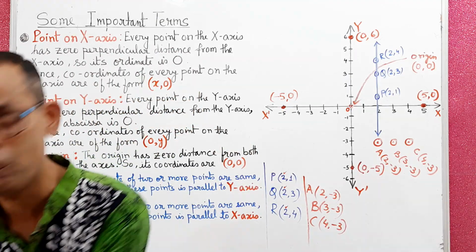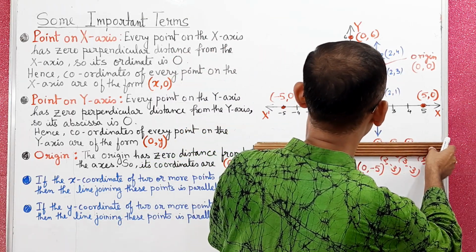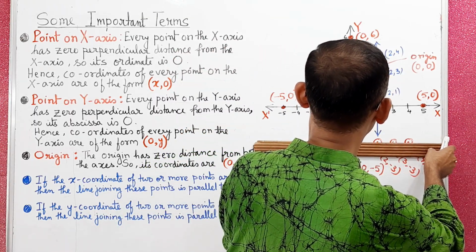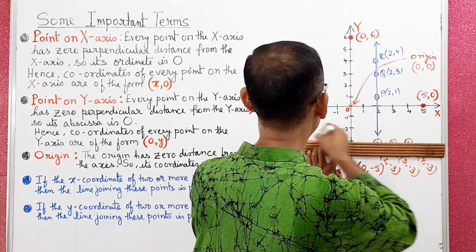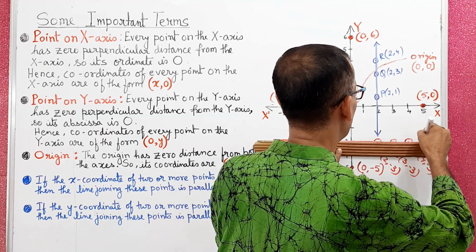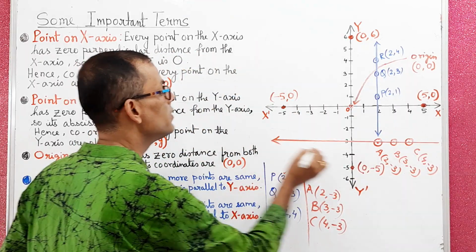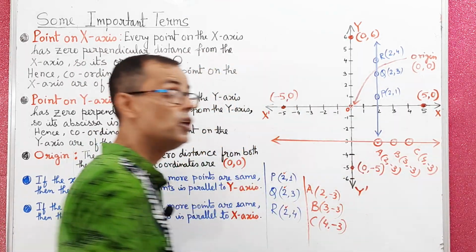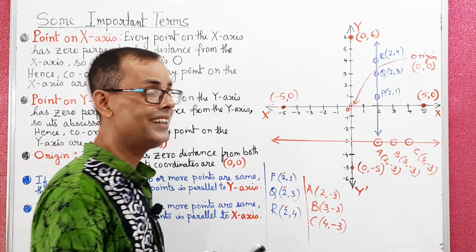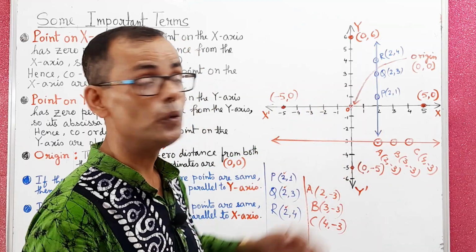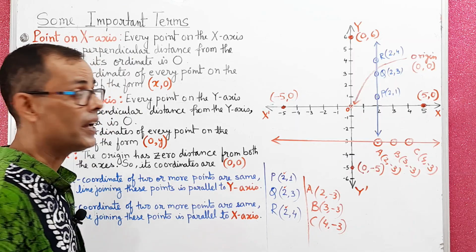Now if I join these 3 points together, let us see what happens. You can see nicely, now I have joined these 3 points. So if you see, when these 3 points are joined, this line is parallel to which axis? The x-axis. So here is the concept.